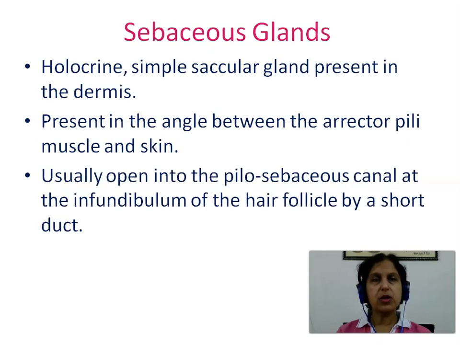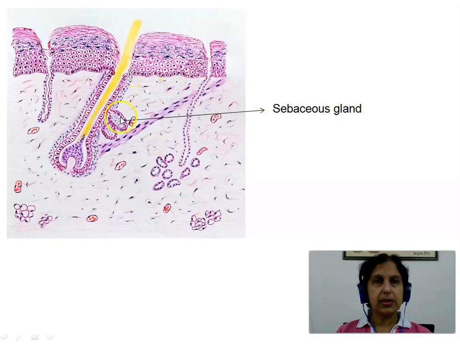We now study the sebaceous glands. These are holocrine, simple saccular glands present in the dermis. They are present in the angle between the Arrector Pili muscle and skin. They usually open into the pilosebaceous canal at the infundibulum of the hair follicle by a short duct. The same picture here showing us the sebaceous gland, the secretory part, and this is the short duct by which they open into the hair follicle.